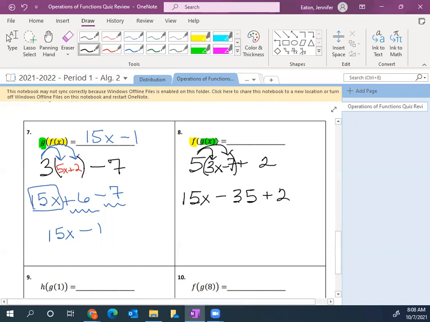We collect our like terms. So I have a 15x. There's no other x's, so I'm going to write down 15x. I have negative 35 plus 2. Negative 35 plus 2 is negative 33. And then all my like terms are collected. So that's my final answer, 15x minus 33.